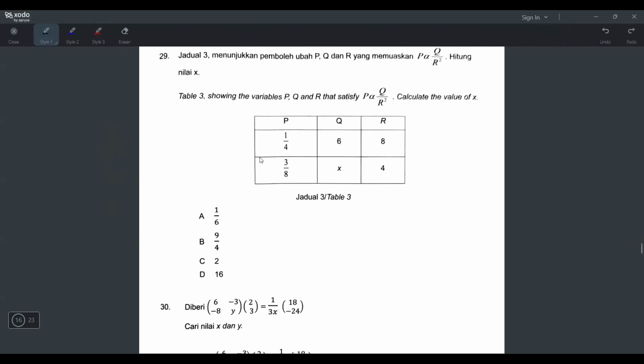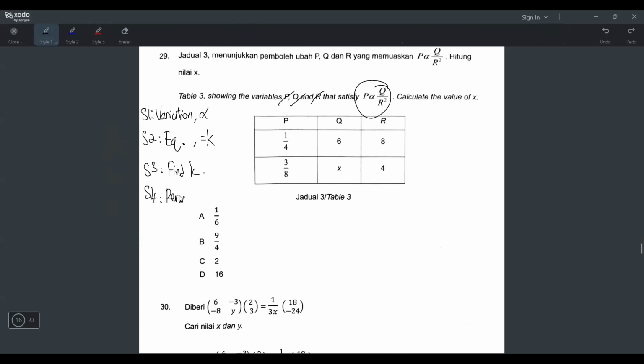Okay, 29 is a variation question. Let's read. Table 3 shows the variables P, Q, R that satisfy this relationship. Calculate the value of X. When we are doing variation, step 1 is to get the variation, and there will be this symbol, the symbol for relationship. Step 2 is convert this whole thing into an equation. When you convert this symbol, it becomes equal, but you have to add a constant, and usually we use K. Step 3 is to find the K. And step 4 is rewrite.